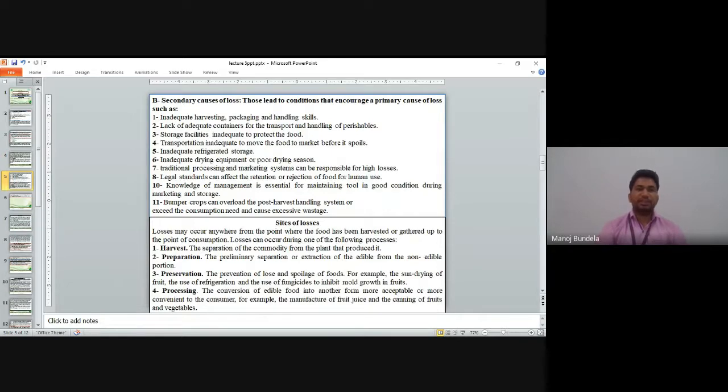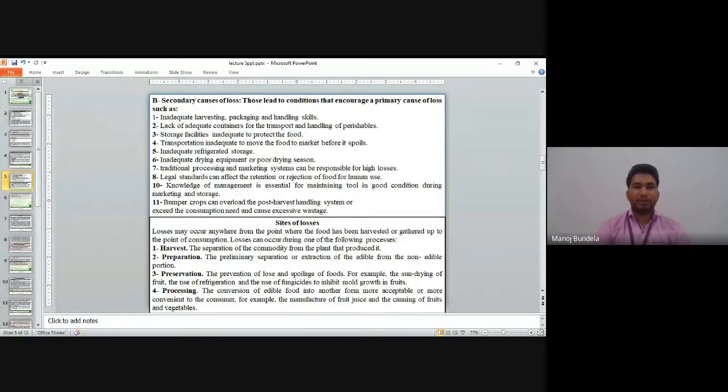Next is secondary causes of post-harvest losses. In secondary causes, those lead to conditions that encourage the primary causes of losses, such as inadequate harvesting, packaging, and handling skill. Means if we do not harvest the fruits and vegetables in a proper manner, and if we do not give proper packaging facilities, there is a cause of losses.